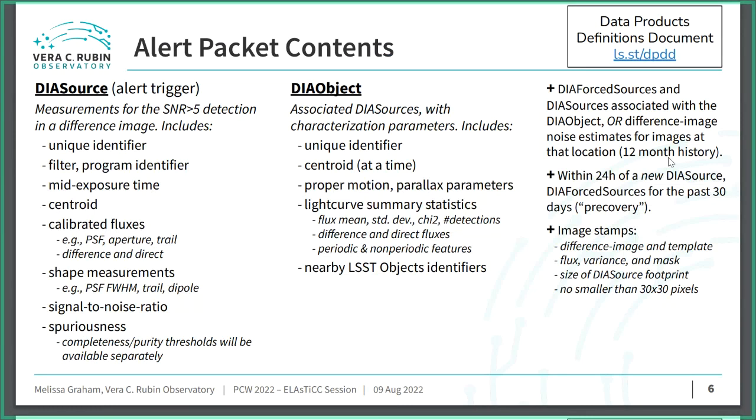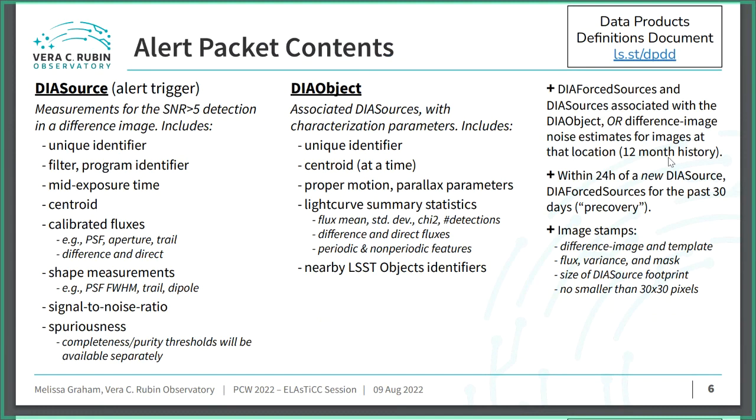What else did I want to tell you? Yeah, so that alert record also includes if there's a history of forced sources. So if we saw it and then it went below detection threshold and then it came back, those forced sources are also included in the alert. So it's in that history.